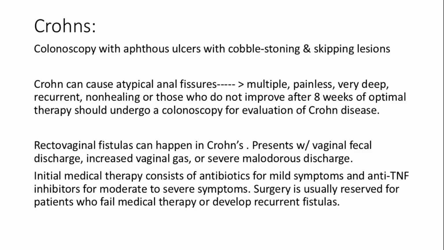Crohn's is most commonly seen in the terminal ileum and colon. During colonoscopy, typical findings include aphthous ulcers, cobblestoning of the mucosa, and skipping lesions. Atypical anal fissures may also be a presenting feature of Crohn's. These fissures tend to be multiple, painless, deep, and often non-healing. If a patient has fissures that do not improve despite 8 weeks of optimal treatment, a colonoscopy should be performed to evaluate for underlying Crohn's disease.